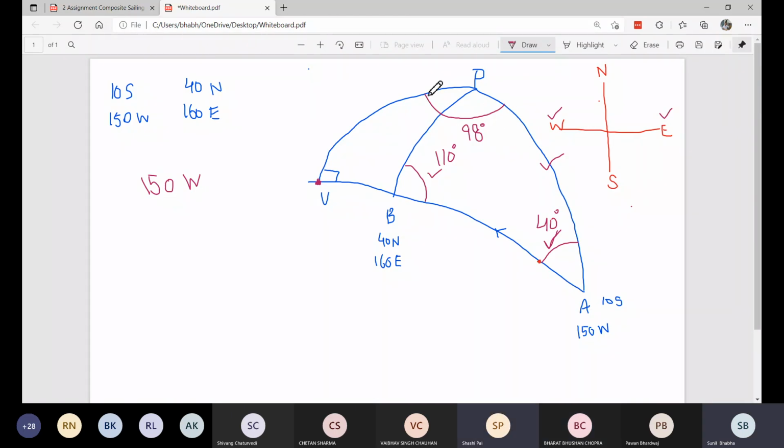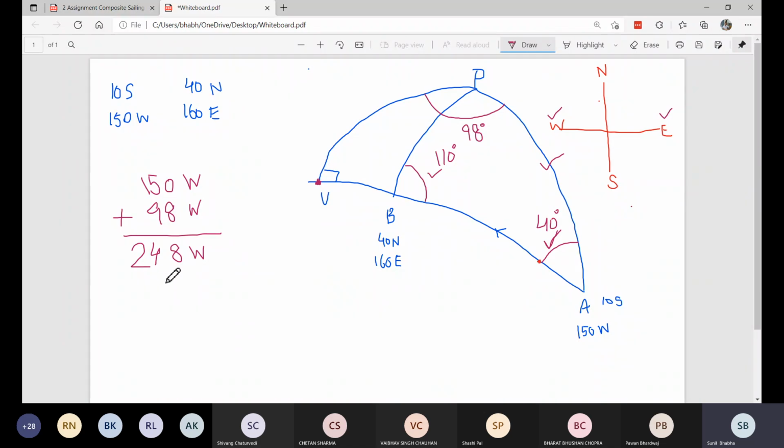So that means this, very good. So this D long should be westerly. That means from 150° west, I'm going 98° west. So initial longitude west, D long is also west, so they will be added up. So if you add up, it comes to 248 west. So this should be the D long of our vertex.